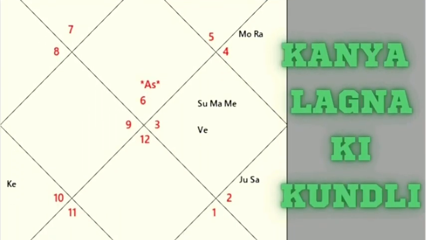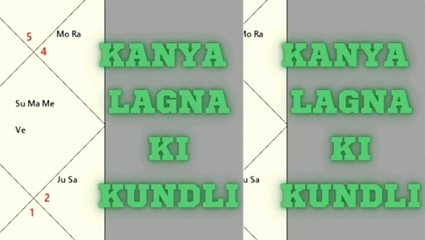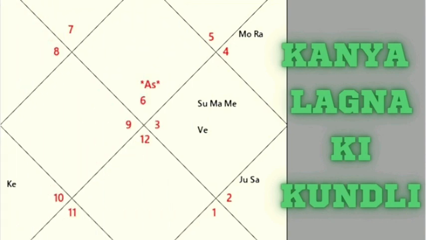Now let's go to this next chart. This is the chart of a Virgo ascendant. Kanya is again Virgo, Lagna is ascendant, and Kundli, as you know, is birth chart. So this is the chart of a Virgo ascendant, and you can see that the Capricorn sign is coming to the 5th house.